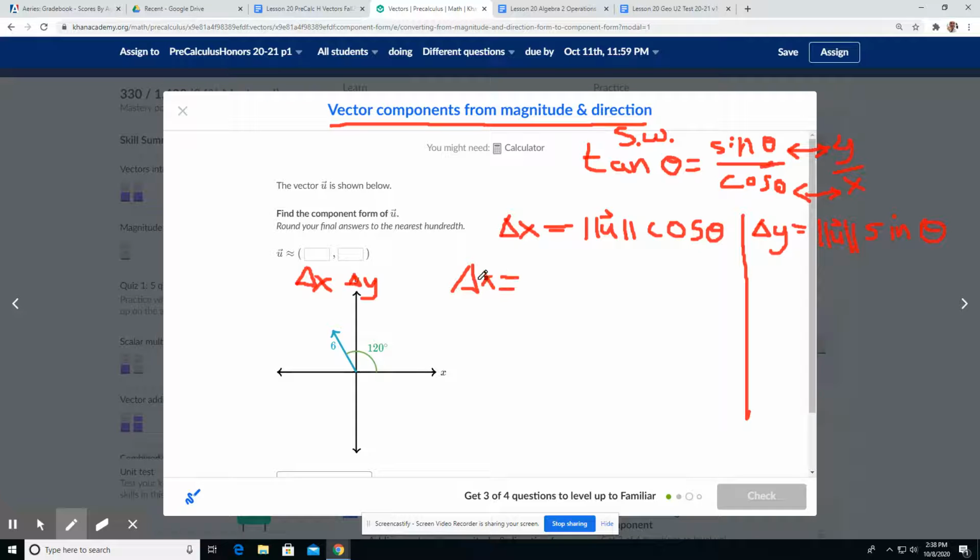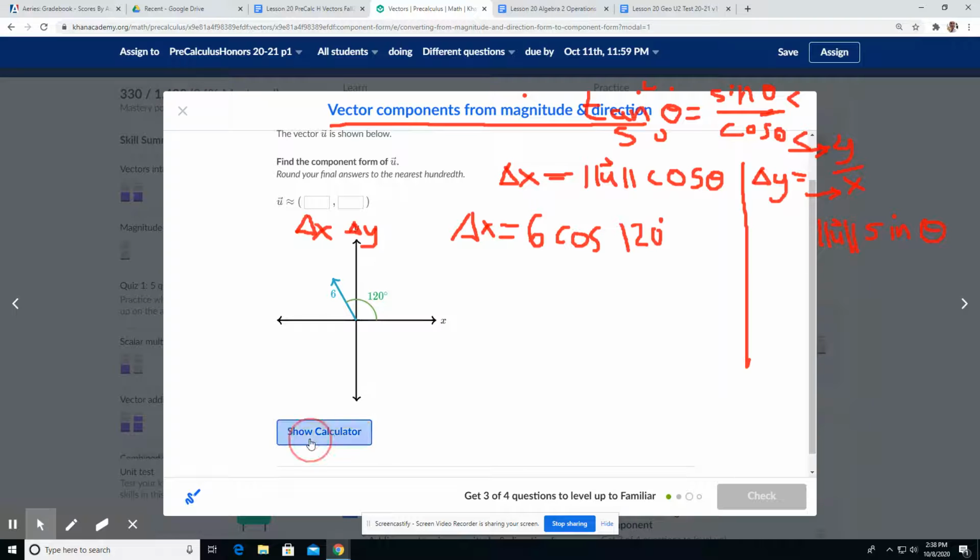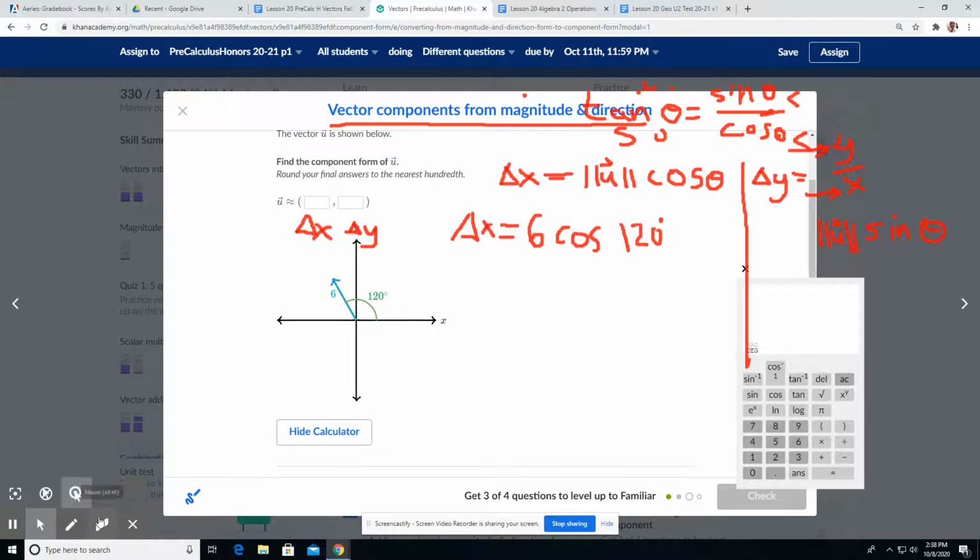Change in x is equal to 6, the magnitude, that's nice and easy, times cosine of theta, which is 120 degrees. So we're in degrees here, be careful about that. You might need a calculator. And they want the nearest hundredth. They want you to round your final answer to the nearest hundredth. And that's the key in all math: you never round during your math, you always round the answer at the end.